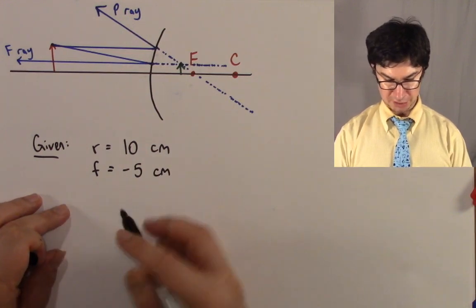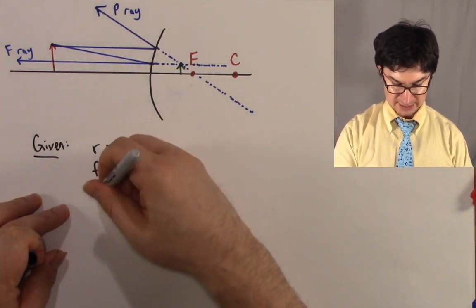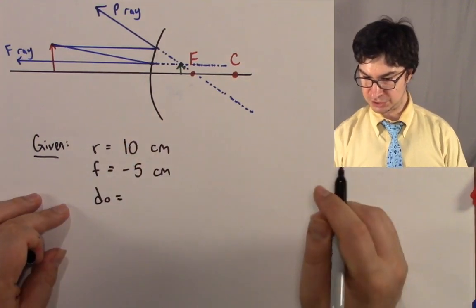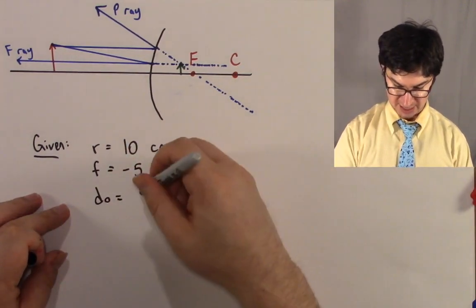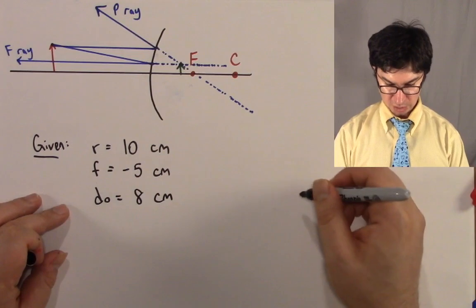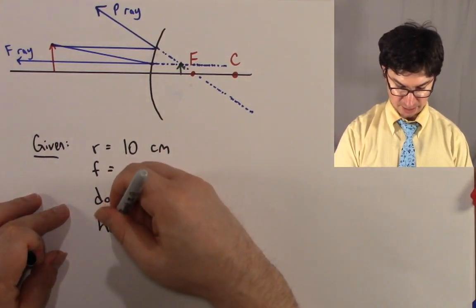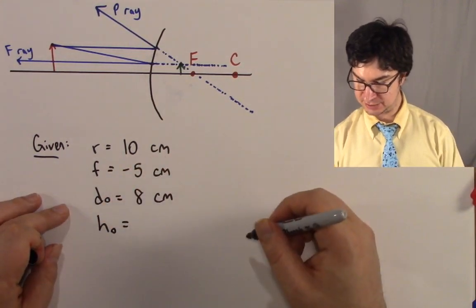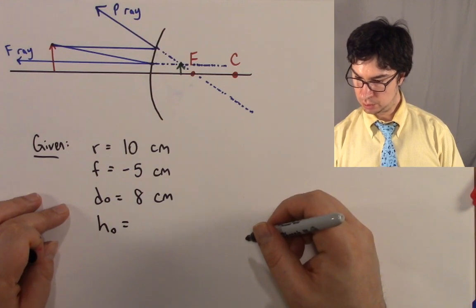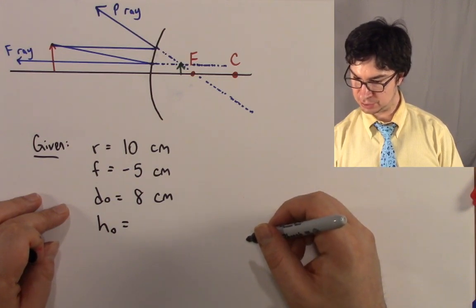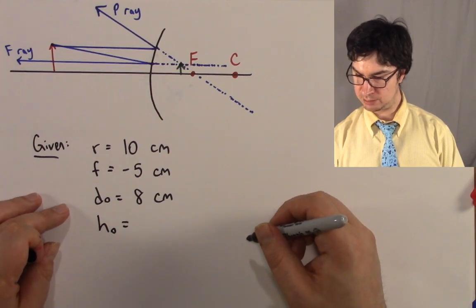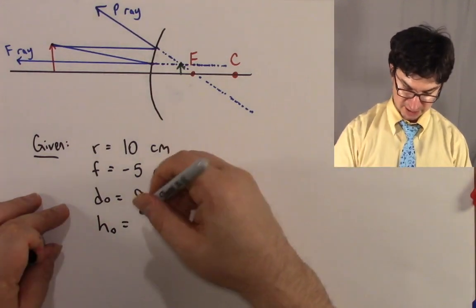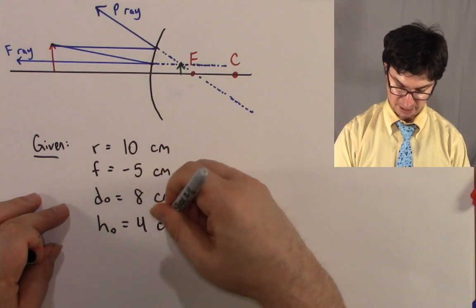So, all right, what else do we know? The object distance, we're going to say, in this case, let's say is 8 centimeters. And maybe the height of the object, what did I say? I guess it doesn't really matter. Oh, I didn't say anything. I'll just make it up. Let's make it 4 centimeters for the height of the object.